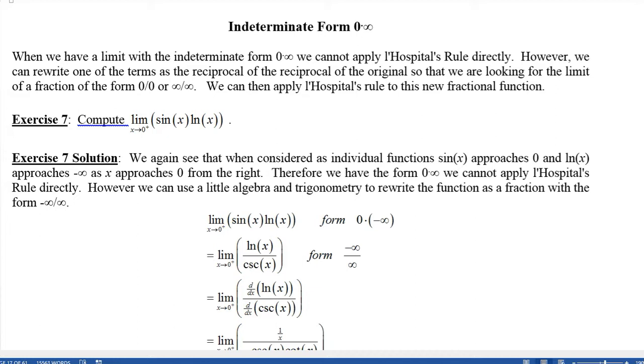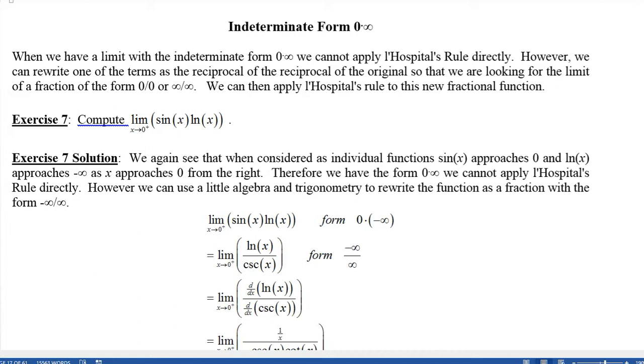So what we're going to do is apply some algebra tricks, or possibly some trigonometry properties and rules, and convert the original function to something that does have the form 0 over 0 or infinity over infinity, where we can apply L'Hopital's rule to the new fractional form.